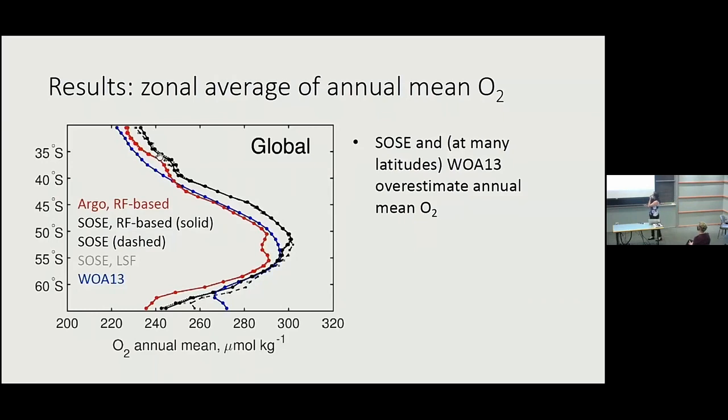And we see that in the comparison between the red line, that is instead the estimate from the Argo observations with the RF method, we see that the model, SOSE, tends to overestimate this global zonal average of the annual mean oxygen. Also for the World Ocean Atlas, there is some disagreement with Argo. The period, of course, is different. And as I said, there is a seasonal bias in the World Ocean Atlas, but I still wanted to look at how the two compared.